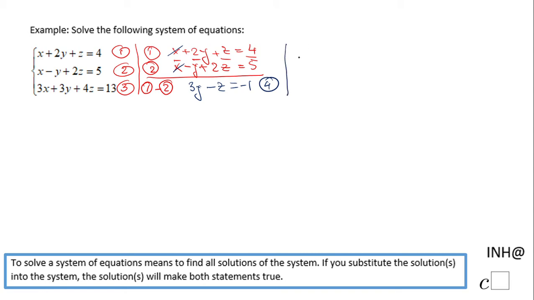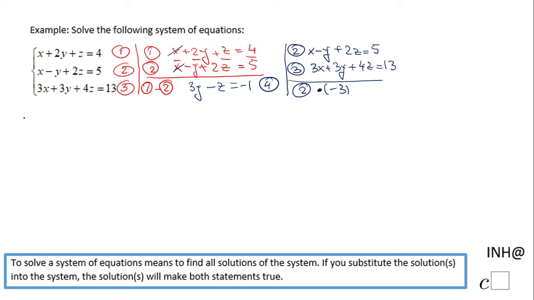So equation 2, if you notice, is x minus y plus 2z equals 5. Equation number 3 is 3x plus 3y plus 4z equals 13. How do I eliminate x here? I'm going to multiply the second equation by negative 3. So let's see what we get.